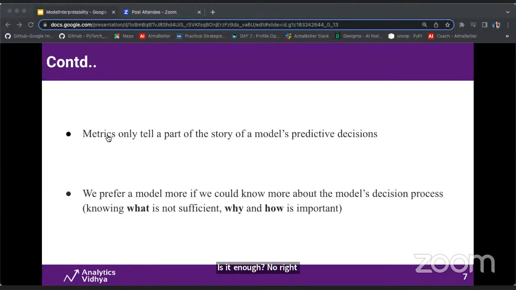So here comes the importance of machine learning model interpretation. When tackling machine learning problems, we as data scientists often have a tendency to fixate on model performance metrics like accuracy, precision, and recall, right? These are very common performance metrics that we use. These are important, no doubt. I'm not saying that these metrics are not important, but my point is that these metrics are not self-sufficient. We need something more to validate our model, to interpret our model, so as to say that yes, our model is correct and it's trustable, right? Metrics only tell a part of the story of a model's predictive decisions. They cannot tell the whole story, right?